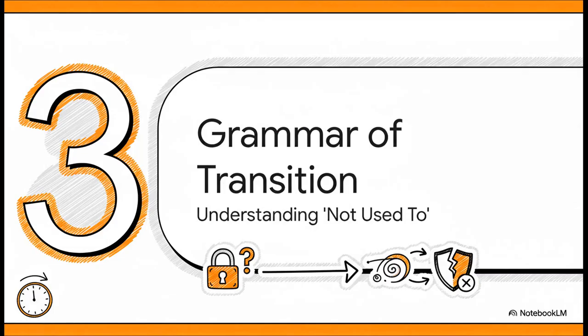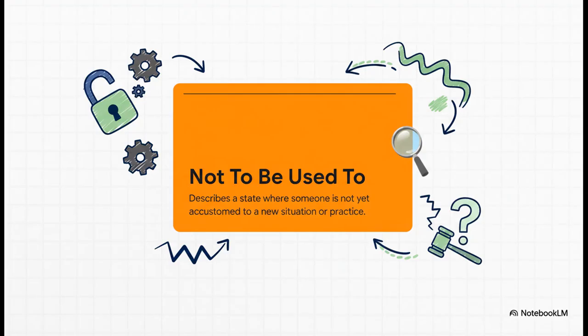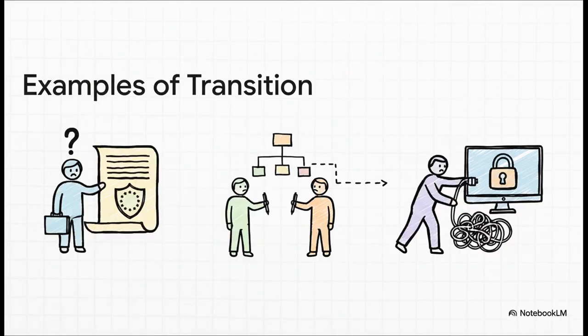Okay, now let's flip the script and look at the other side of the coin, the grammar of transition. This is the language of adaptation, of change, and of potential vulnerability. The structure looks almost identical, doesn't it? But adding that one little word, "not," it completely flips the meaning on its head. This now describes a state of unfamiliarity, of an ongoing adjustment. It implies that a process is still new, maybe even difficult, and definitely not yet a seamless part of the routine. Take a look at these.